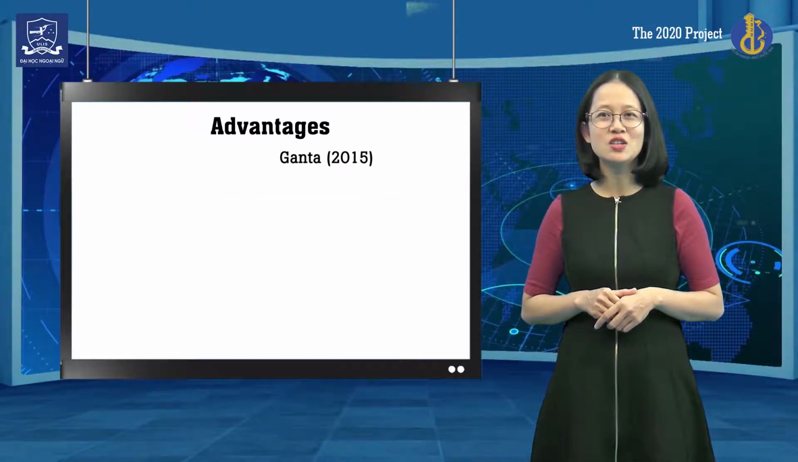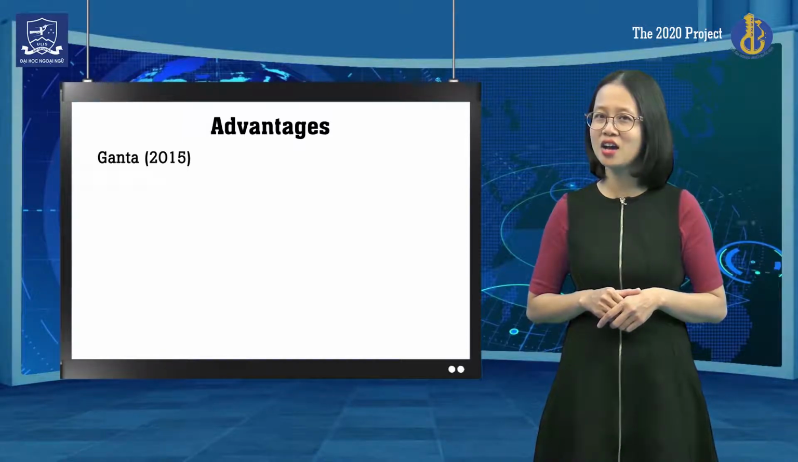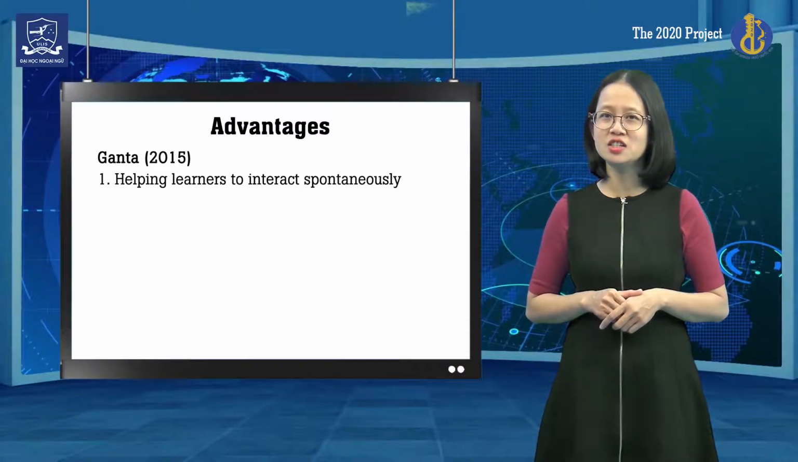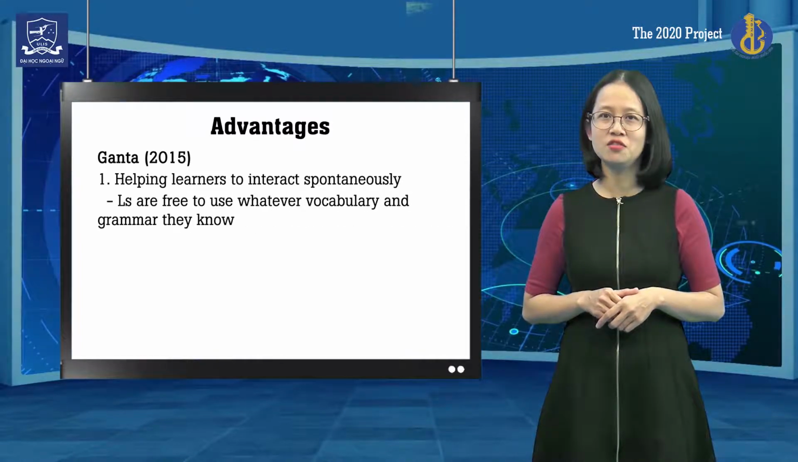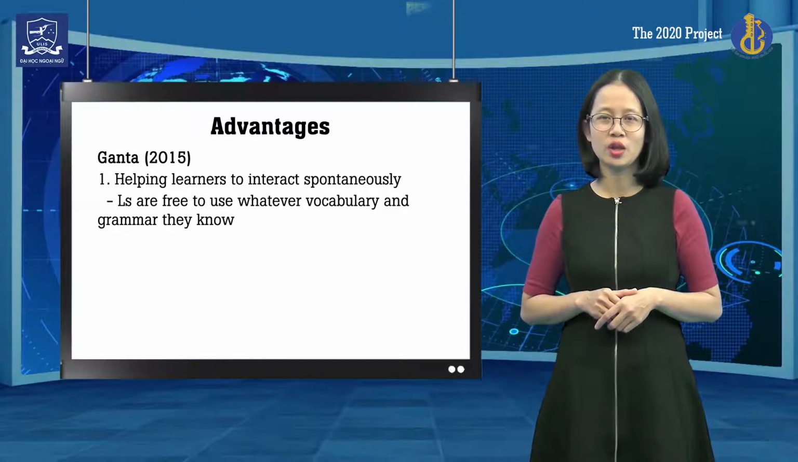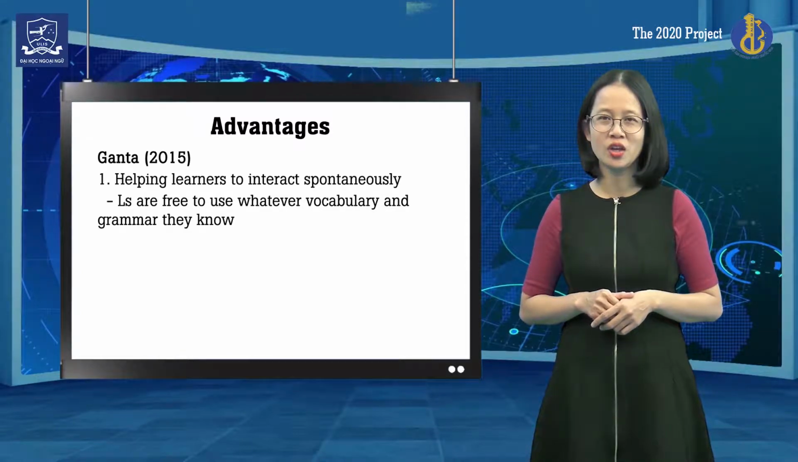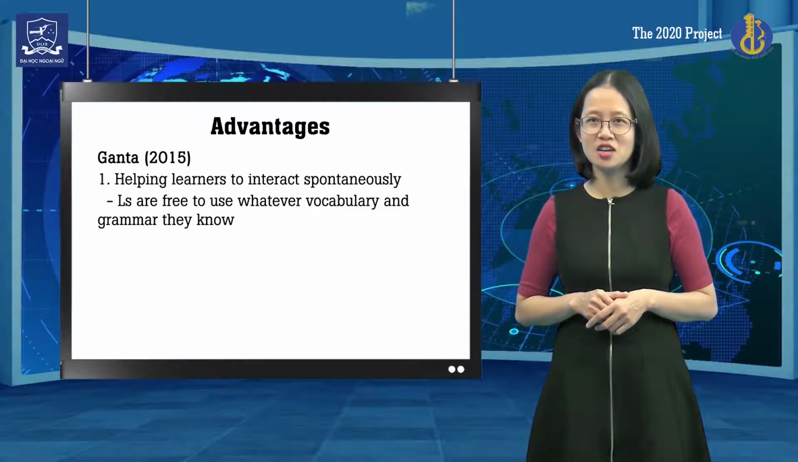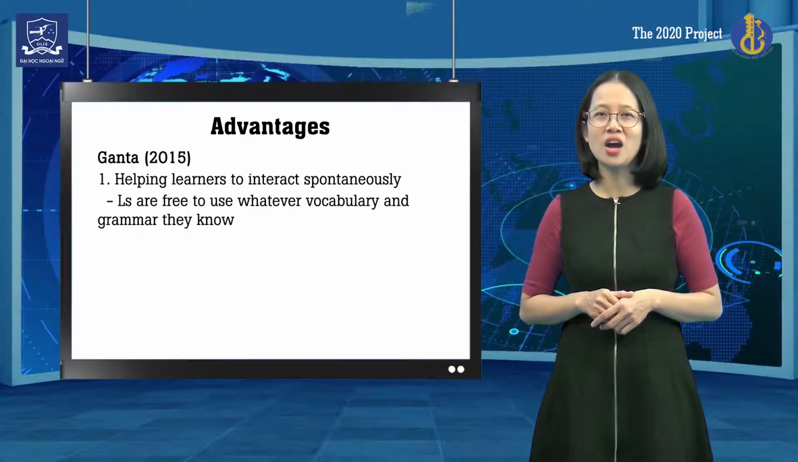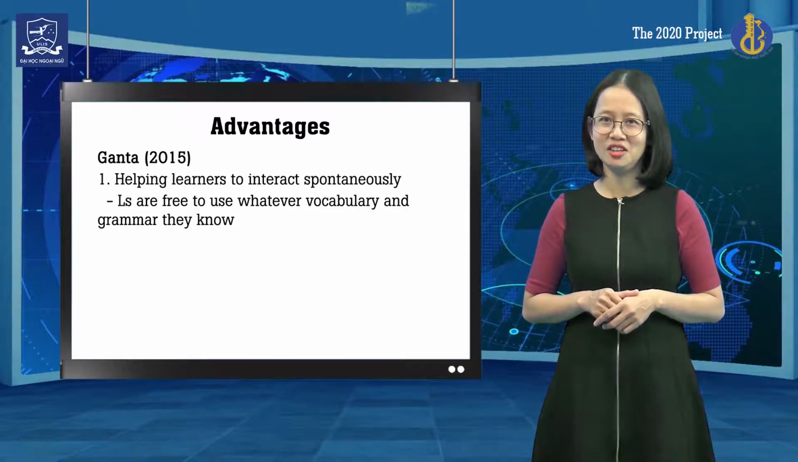Ganta 2015 summarizes a list of strong points of TBI as follows. Number 1. Task-based learning helps learners to interact spontaneously. Learners are free to use whatever vocabulary and grammar they know. For instance, a role play requires a learner to use language freely. It gives learners a chance to try out whatever language they already know, and it also gives learners a chance to notice and benefit from others' expressions, and thereby builds their level of confidence gradually.